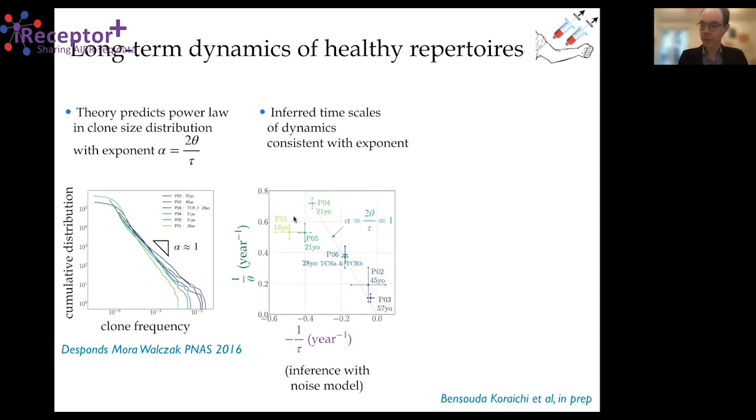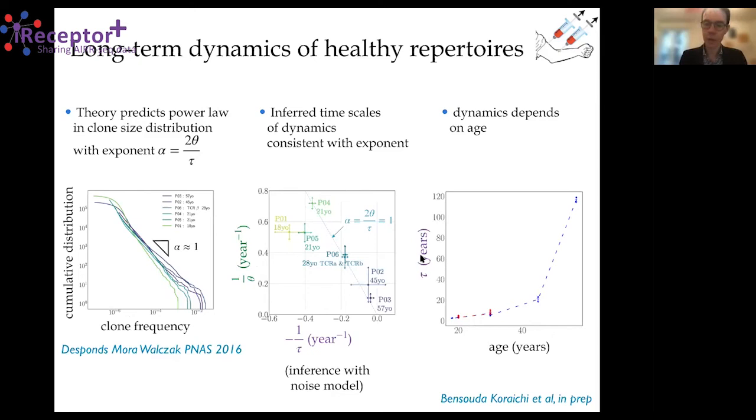And then the next question is, what drives those differences? Maybe our first preliminary answer, we don't have that many individuals, is that it's probably age. Because if we plot this typical timescale, which tells you over what sort of characteristic time the repertoire changes and turns over, you can see that this time increases very rapidly with age.